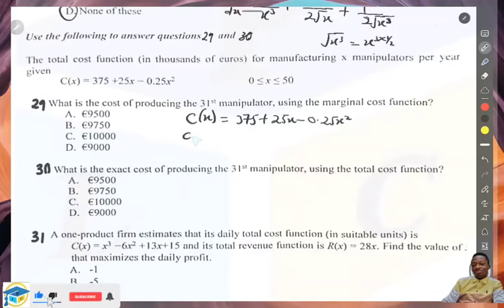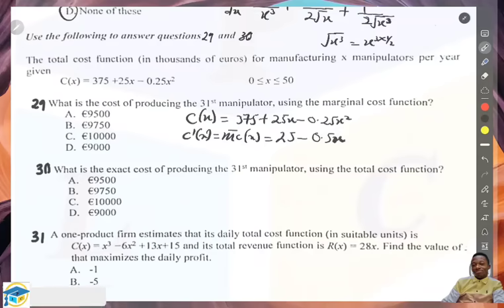So by the first differential of this function, that's going to result in a marginal cost function of x. That should be equal to the differential of 375, which is 0, the differential of 25x, which is 25, minus the differential of 0.25x squared, meaning that we multiply 2 by 0.25 and subtract 1 from the power 2, and that should result in 0.5x. So let's take note of that.